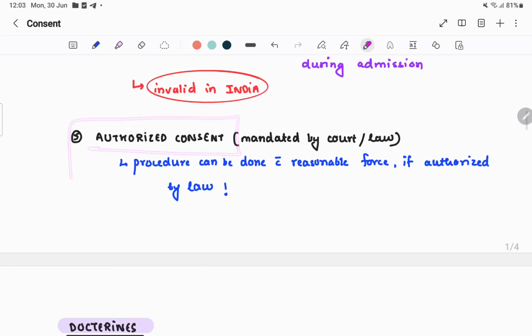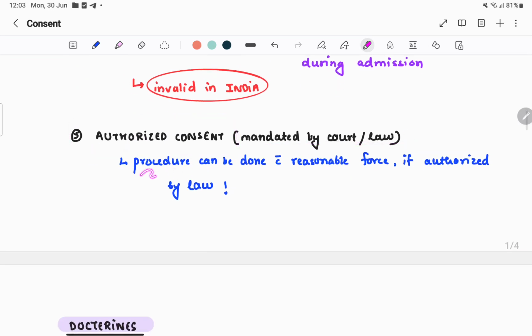Authorized consent is mandated by court or law. A procedure can be done with reasonable force if authorized by law. If the law gives you permission, then you can do any procedure.